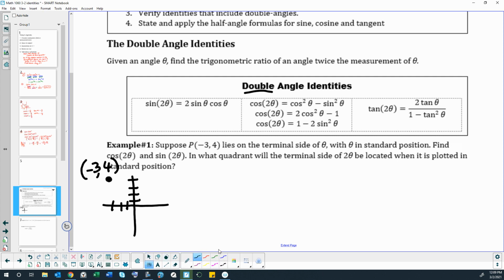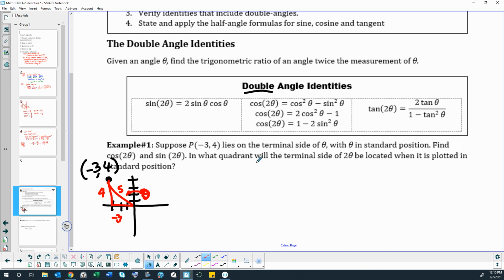I'm going to draw in my triangle here. So I have my point plotted on a little graph. And here's my triangle, and this is angle theta. Okay. And theta is in quadrant 2, so that's why this is a -3 and this is a +4. And if we would need the hypotenuse, it would be 5 because this is a 3, 4, 5 triangle. If you don't know that, you can use Pythagorean theorem to find the 5.